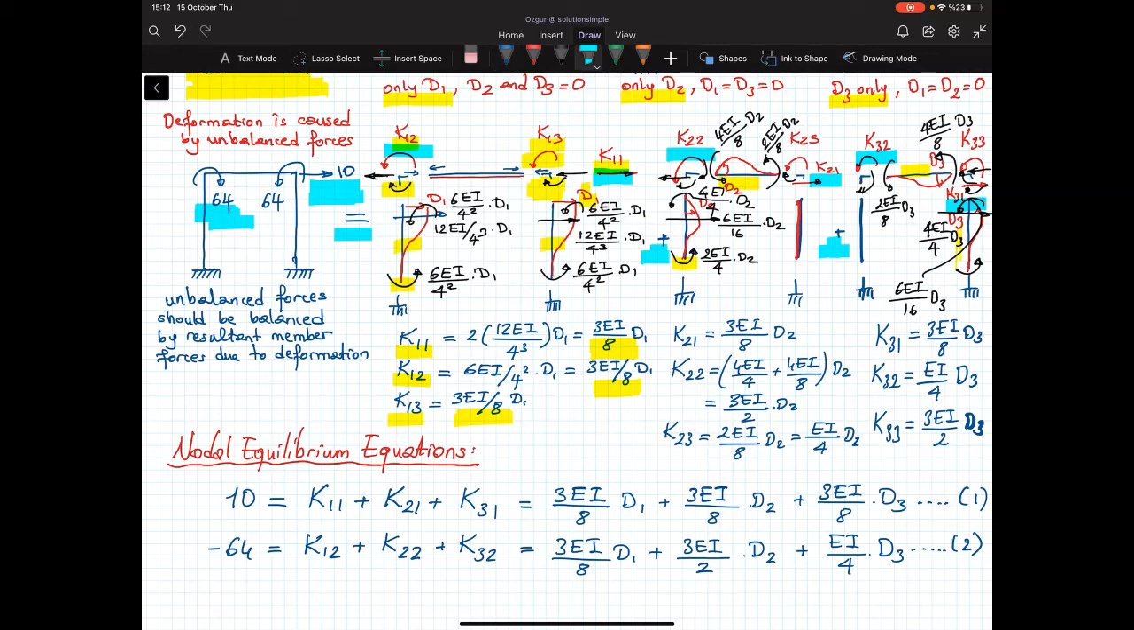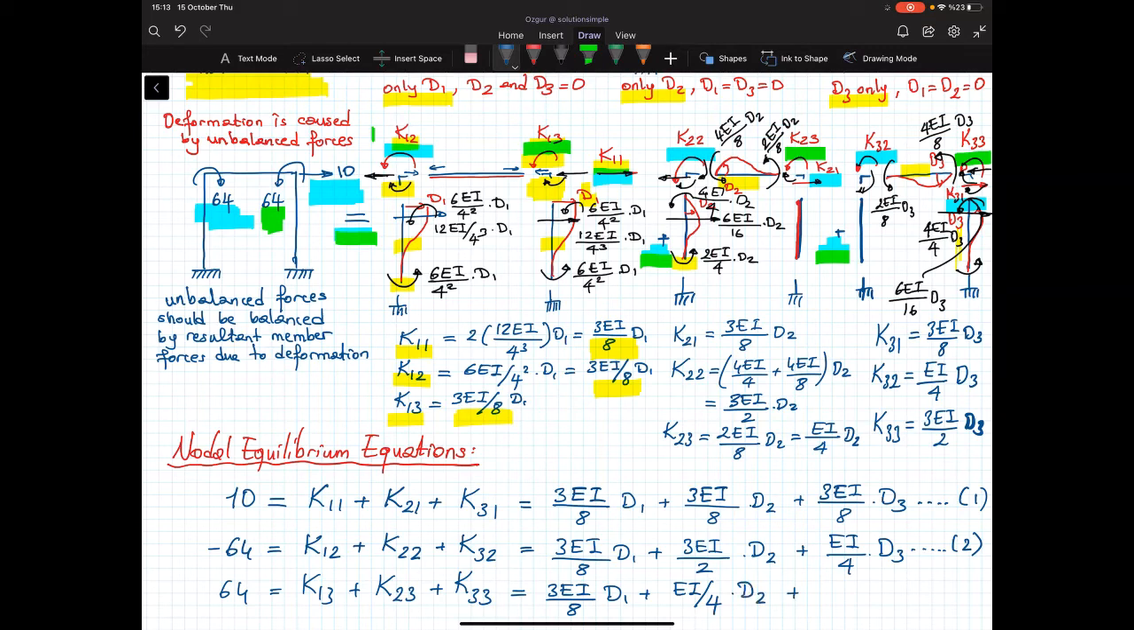And for the final equilibrium equation, I will write the nodal equilibrium for node C. So 64 is equal to K13 plus K23 plus K33, and this will give me 3EI over 8 times D1 plus EI over 4 times D2 plus 3EI over 3 times D3. And that's my third equilibrium equation.